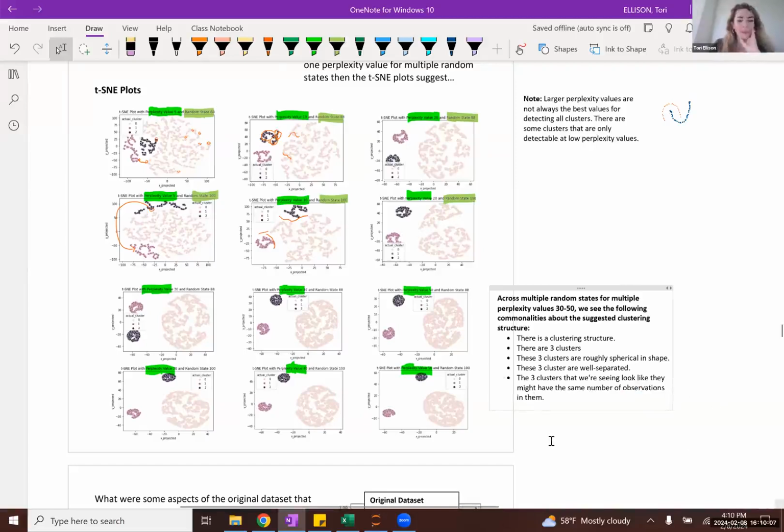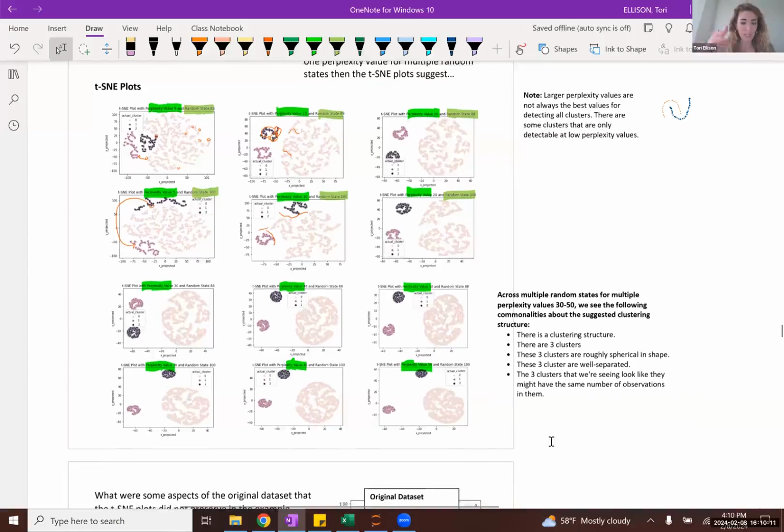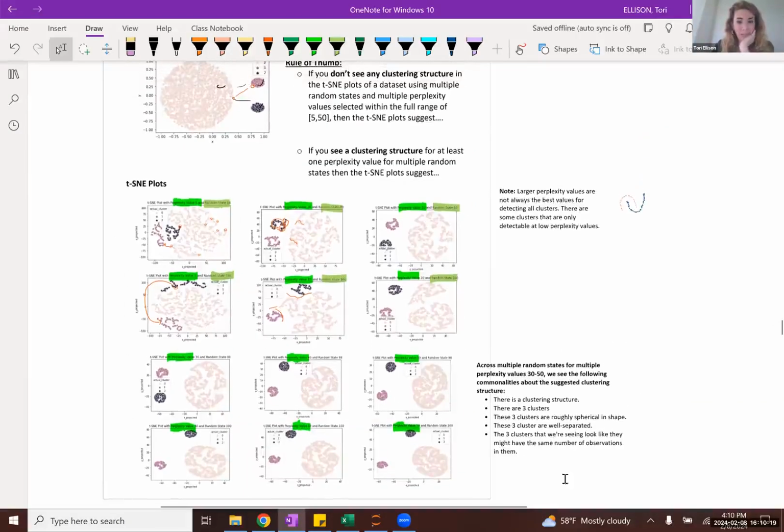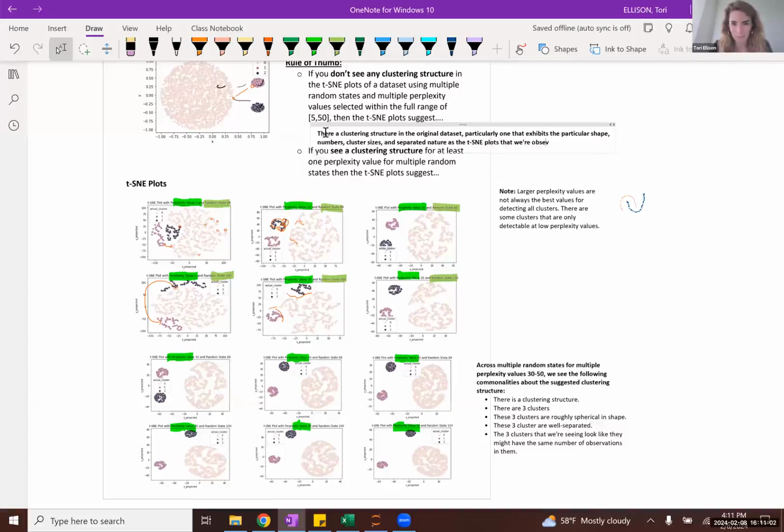Okay, so given that we have seen, in fact, multiple random states and multiple perplexity values across the full range that suggest that there is a clustering structure, what that suggests is that there is, in fact, a clustering structure in the original data set, particularly one that exhibits the particular shape, numbers, cluster sizes, and separated nature as the TSNE plots that we're observing. Okay.